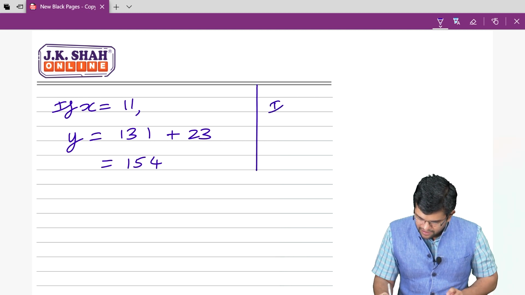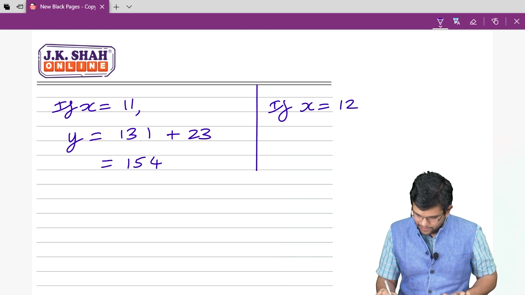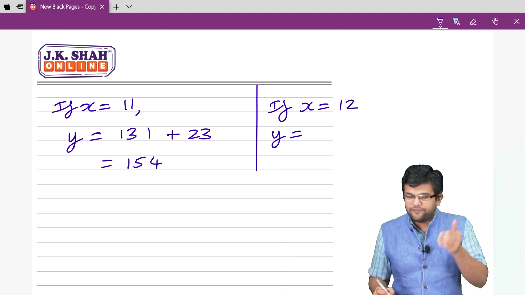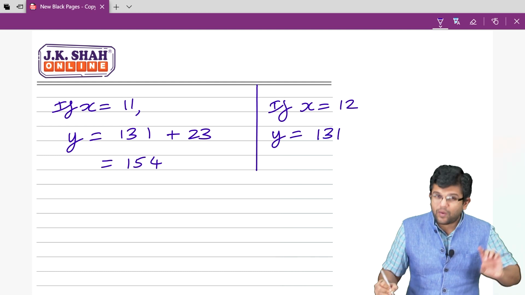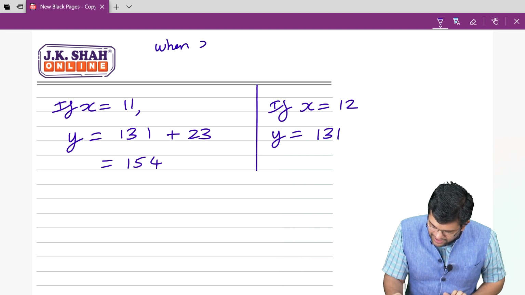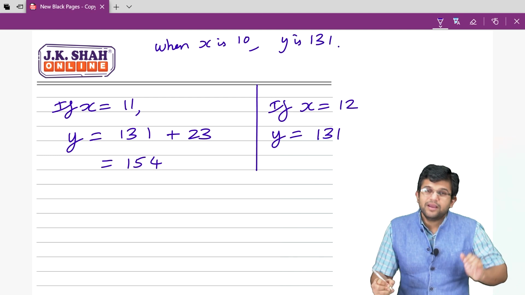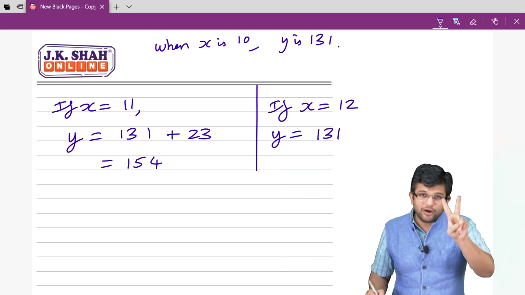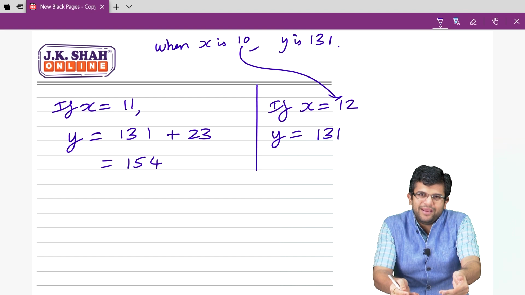Okay, if x is equal to 12, y should be equal to, now children, let's see how many of you are smart. If x is equal to 12, y should be equal to, see, y was 131 when x was 10, correct? I'll write down here, when x is 10, y is 131. So children, now if x goes to 12, that means x is changing by 1 or 2? 2, correct? From 10 to 12, there is a 2 unit change in x.